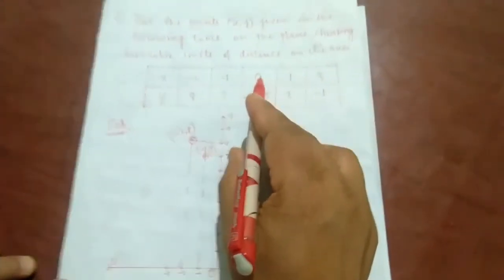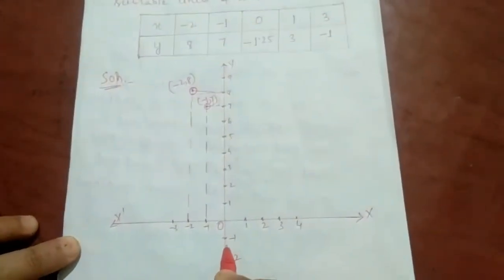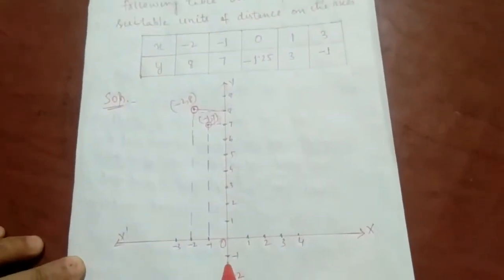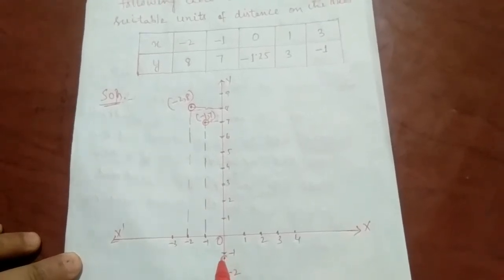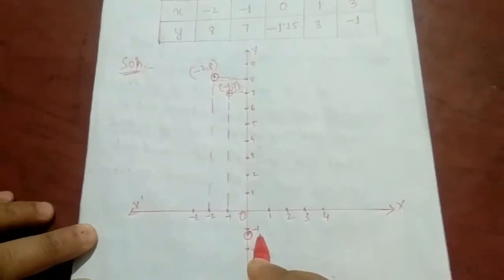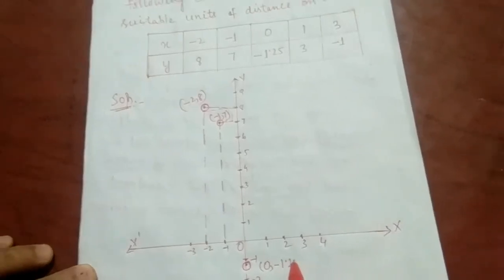The next point, the value of x is 0 and y is 1.25. This is the value of x, 0. 1.25 means just in between 1 and 2 you give the point. This is the point (0, -1.25).